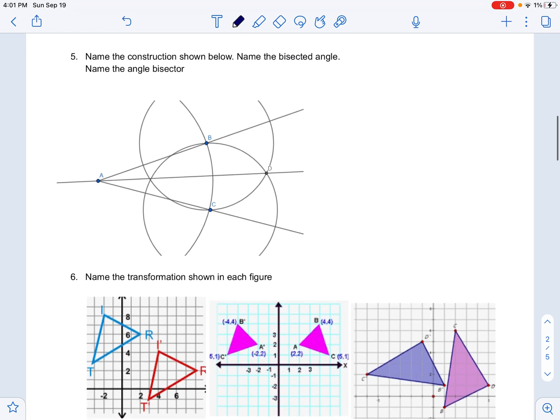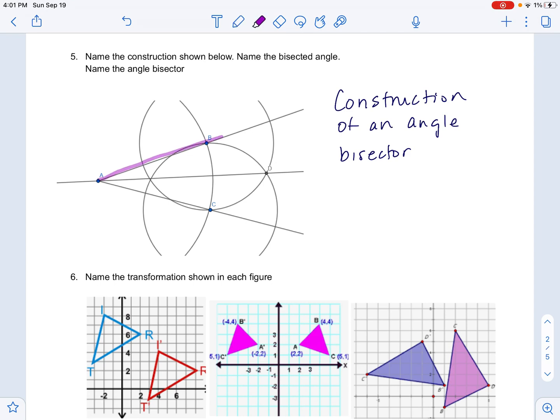Question 5. Name the construction shown below. Name the bisected angle. So this is a construction of an angle bisector. And a bisector is something that cuts another thing in half. The angle that's being bisected is this angle I'm drawing in purple. And I could name that angle BAC or angle CAB.